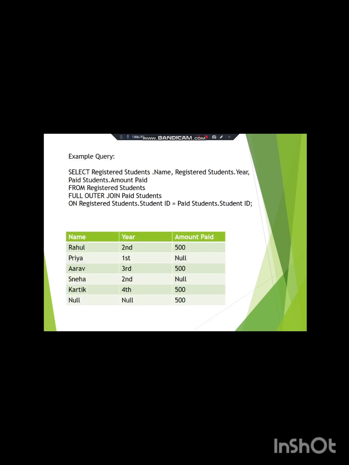Here in the example, full outer join includes everyone. It's perfect for creating a master report that shows all students whether they are registered, paid, or both.